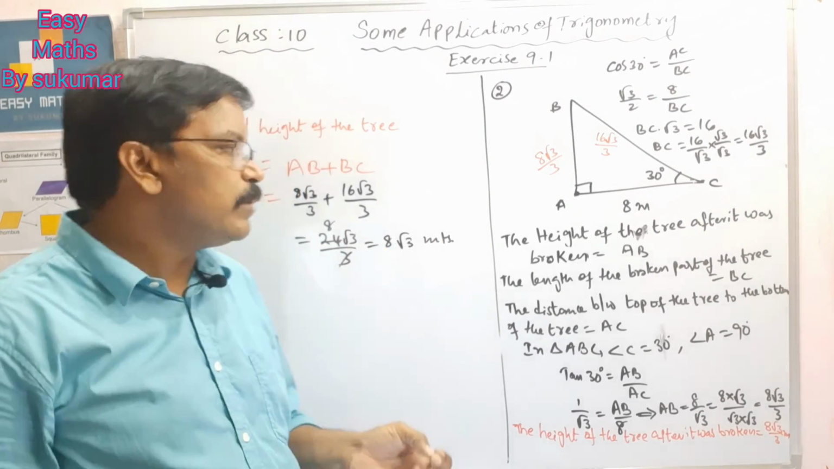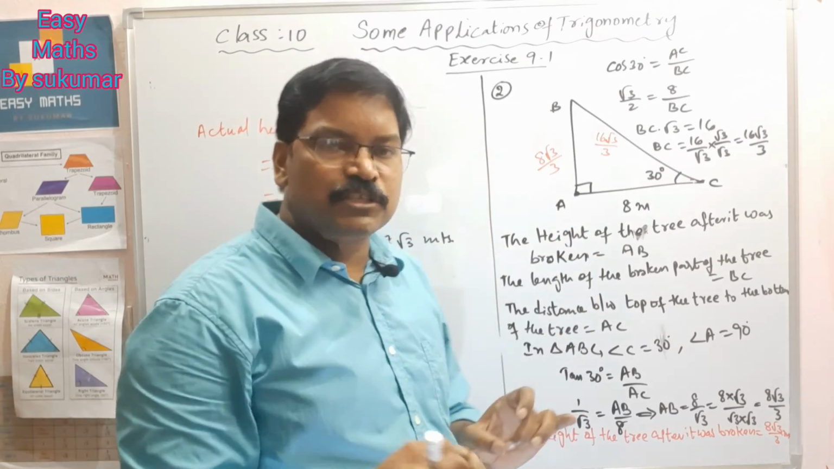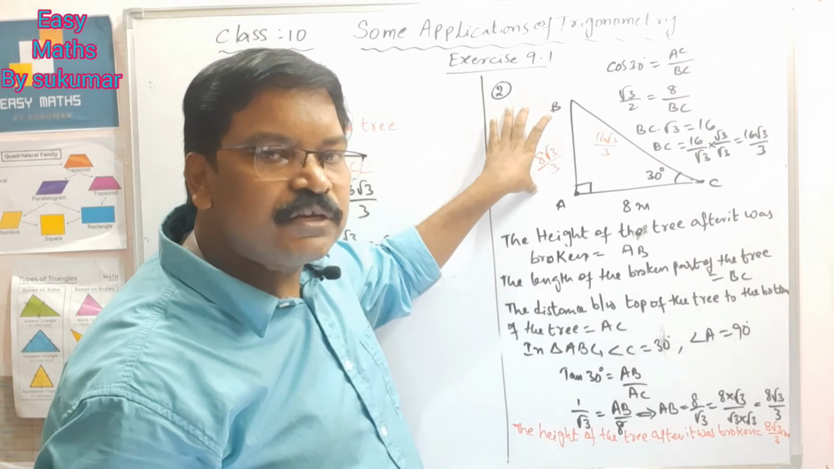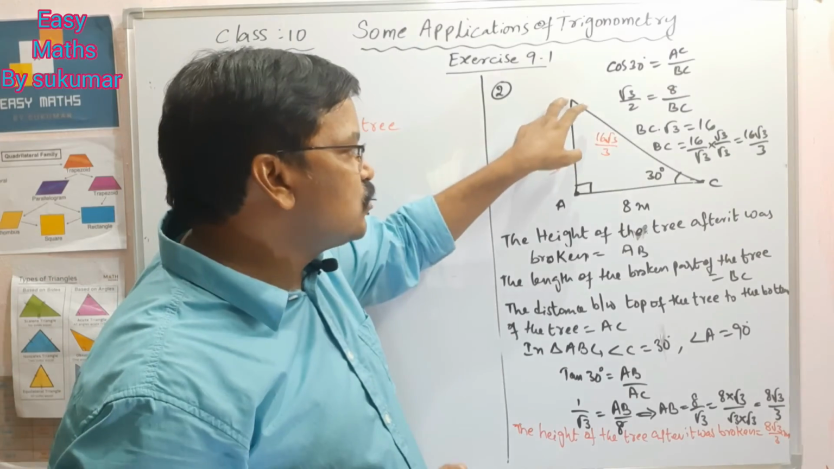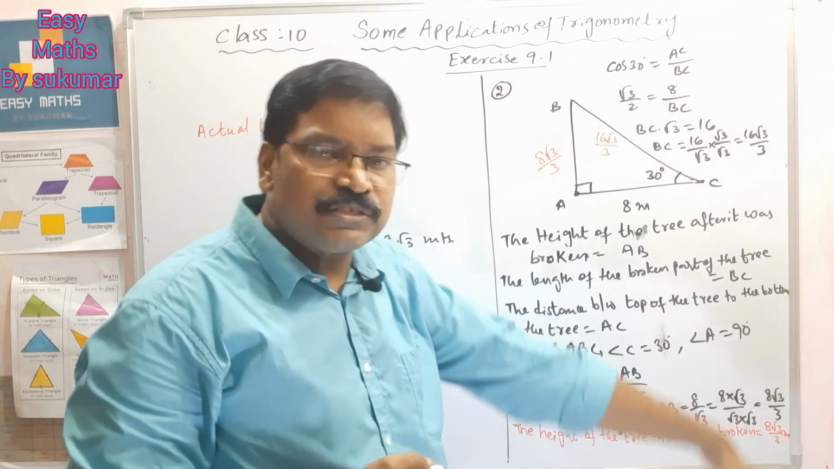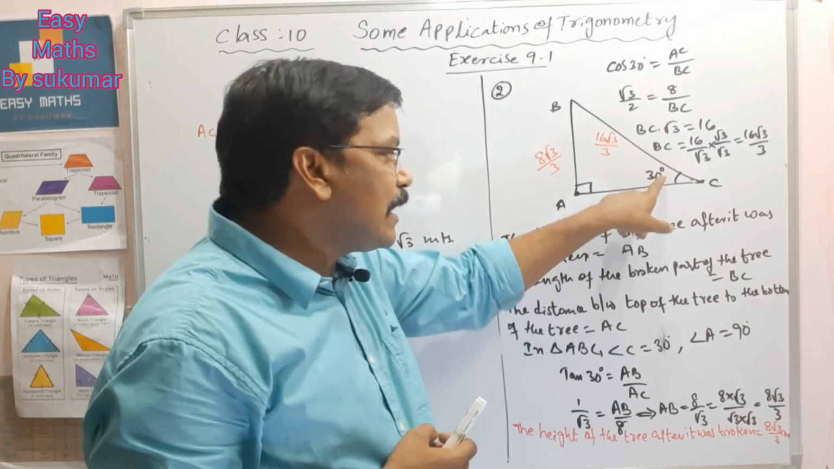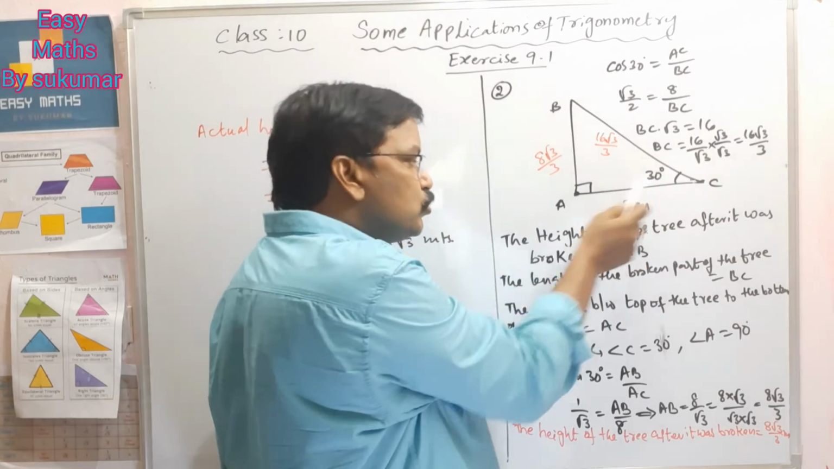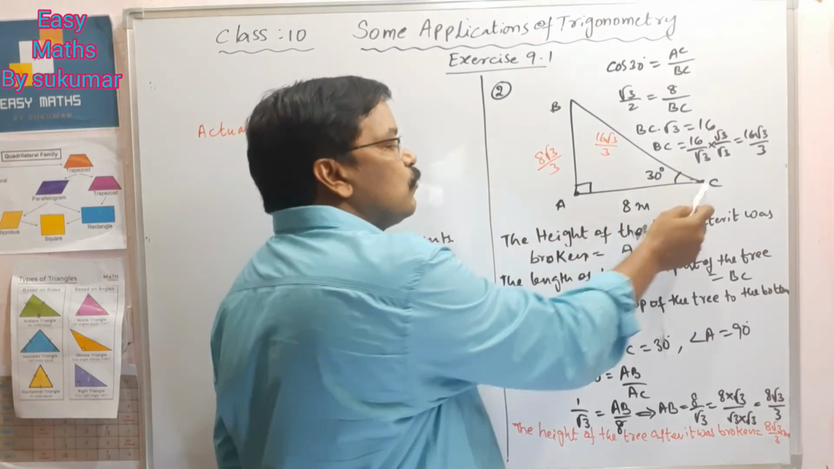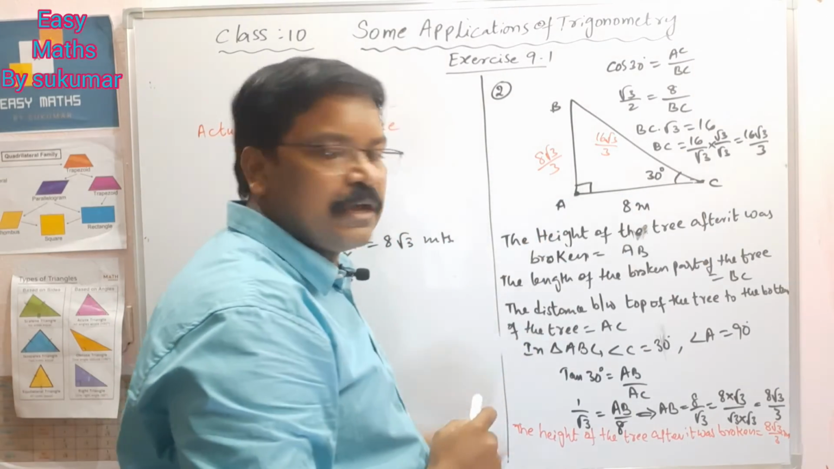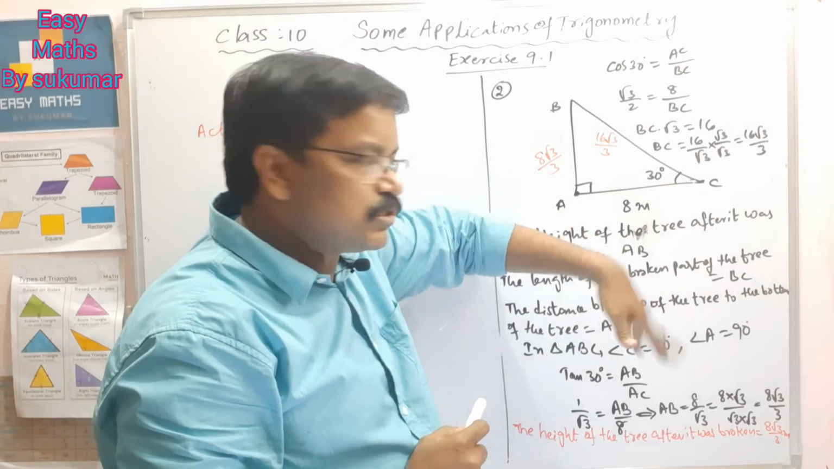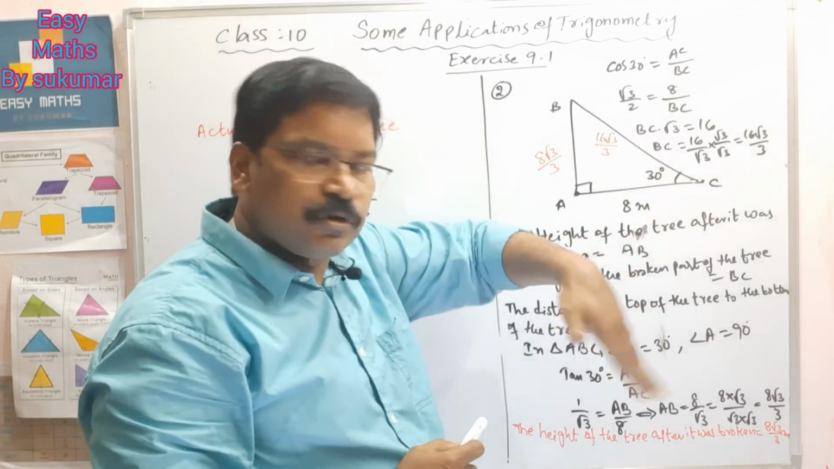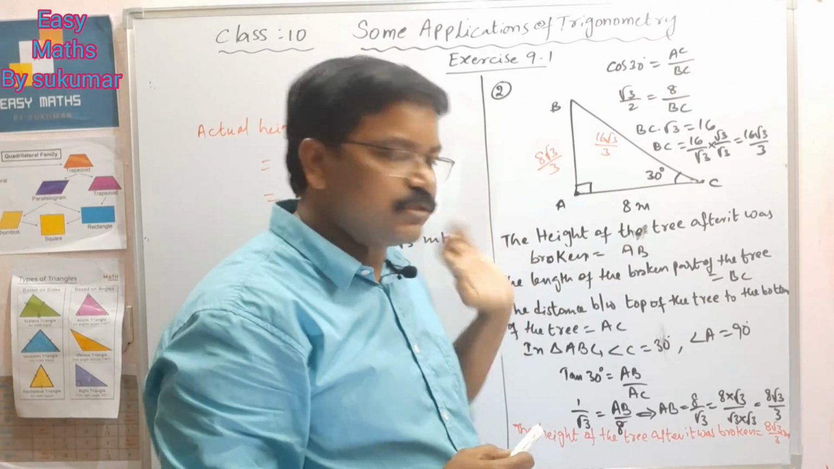It is very simple, my dear students. Again, I will explain. AB is the height of the tree after it was broken. This broken part bends on the ground and makes an angle 30 degrees. Here the top of the tree to the bottom of the tree is equal to 8 meters. Actually the top of the tree was at ground now. So this is the distance 8 meters.